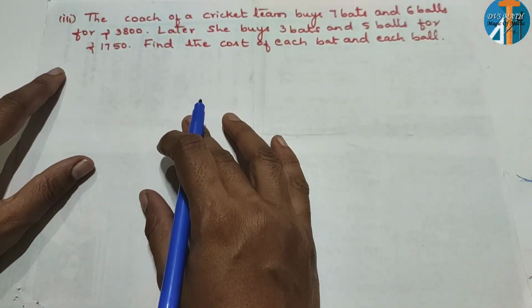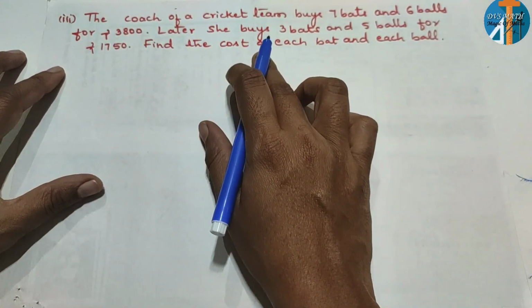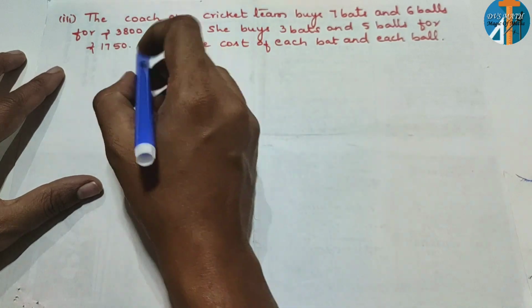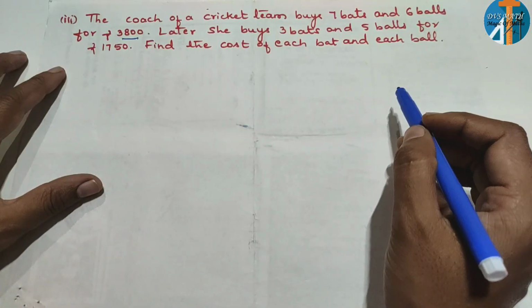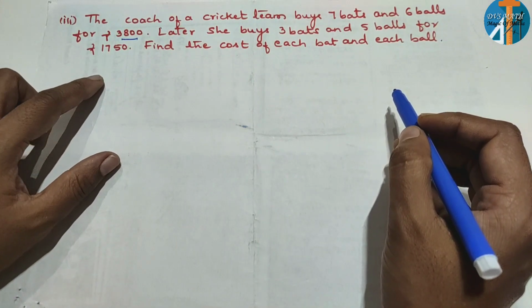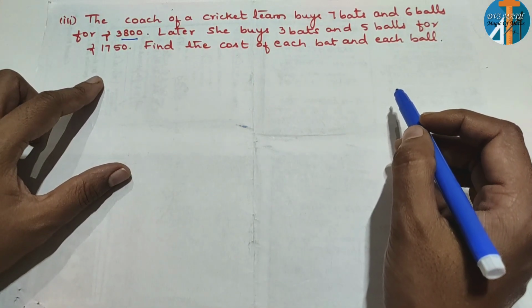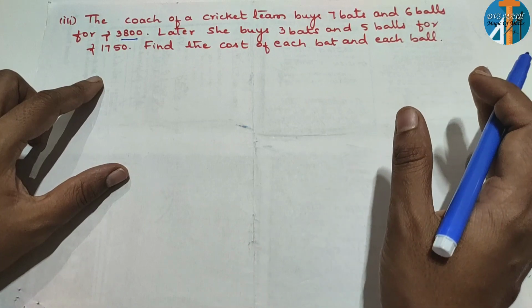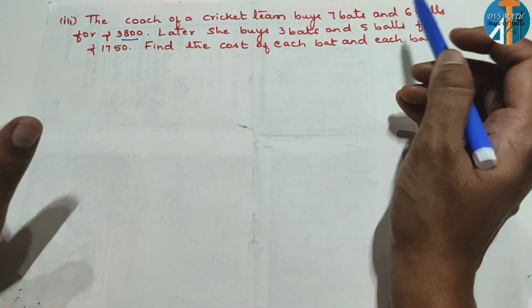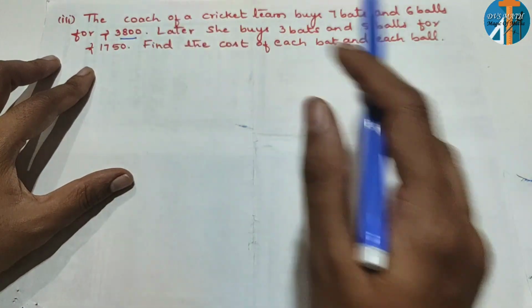Sub question 3. The coach of a cricket team buys 7 bats and 6 balls for rupees 3,800. Later, she buys 3 bats and 5 balls for rupees 1,750. Find the cost of each bat and each ball. Okay, here overall amount is given. The amount of 7 bats and 6 balls together is 3,800.